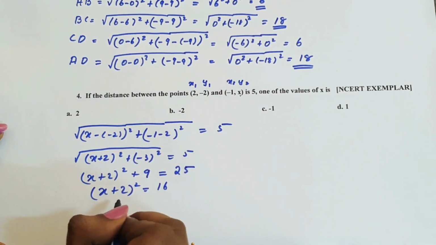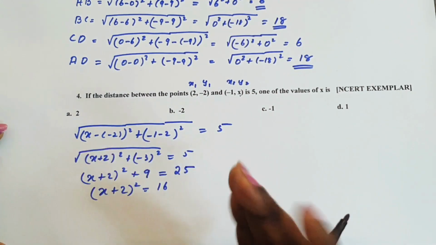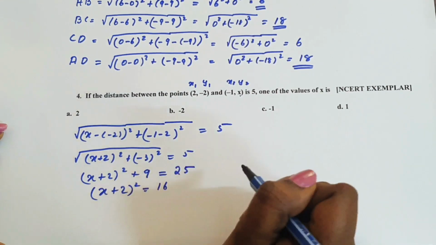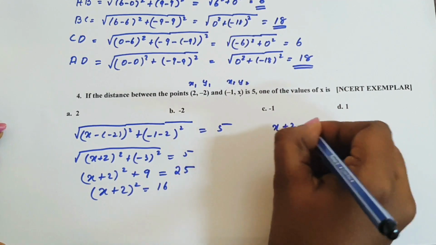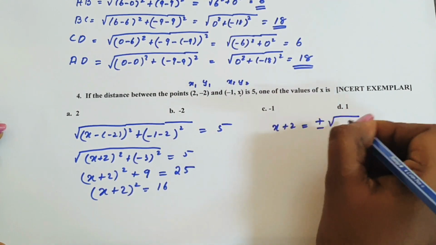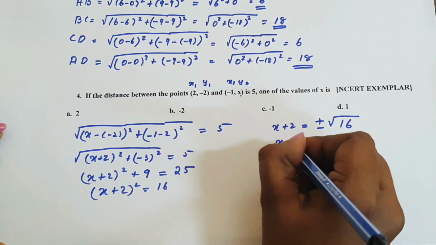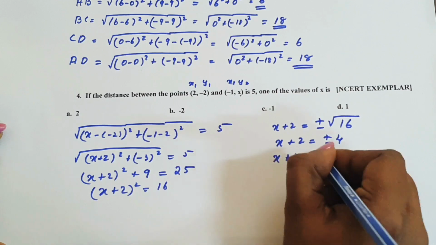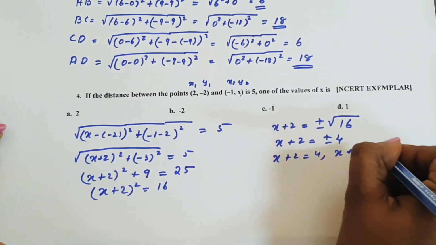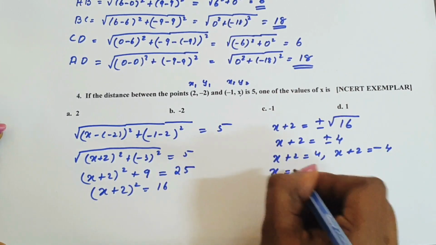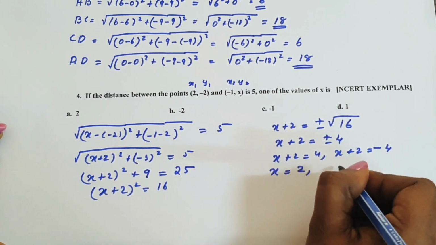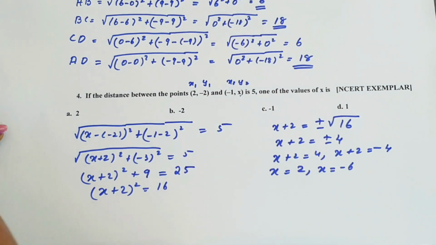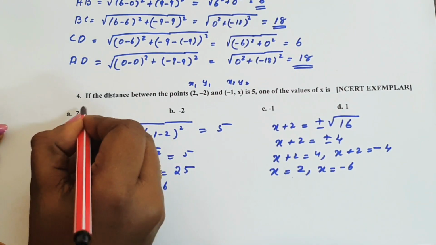Now if I want to solve for x plus 2 the whole square, I again want to get rid of the square term. So how do I get rid of the square term? I'll take the square root on both sides. So x plus 2 is equal to plus or minus square root of 16. So x plus 2 is equal to plus or minus 4. So it means x plus 2 equal to 4, or x plus 2 is equal to minus 4. So from this, x is equal to 4 minus 2, which is 2, or x is equal to minus 4 minus 2, which is minus 6. They asked us for one of the values. So one of the values is 2.